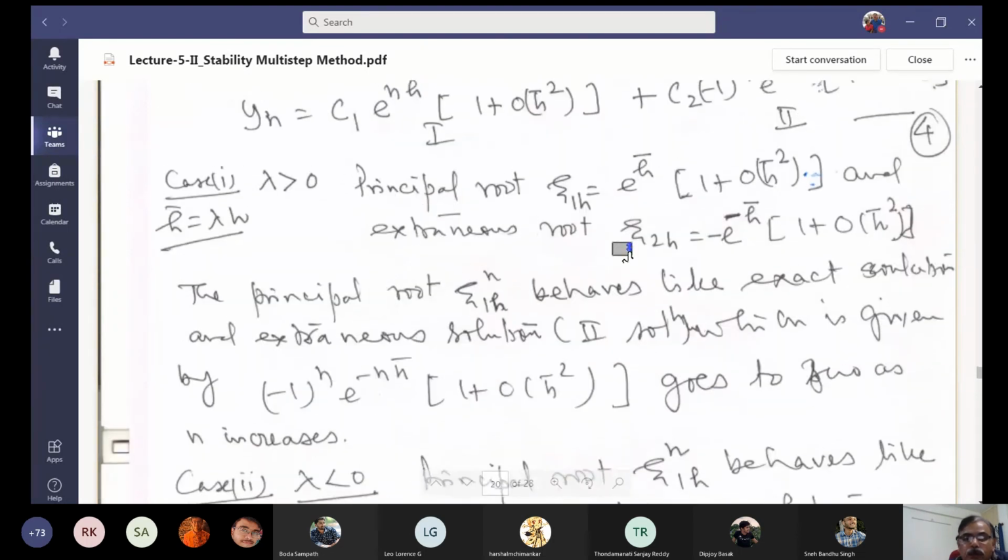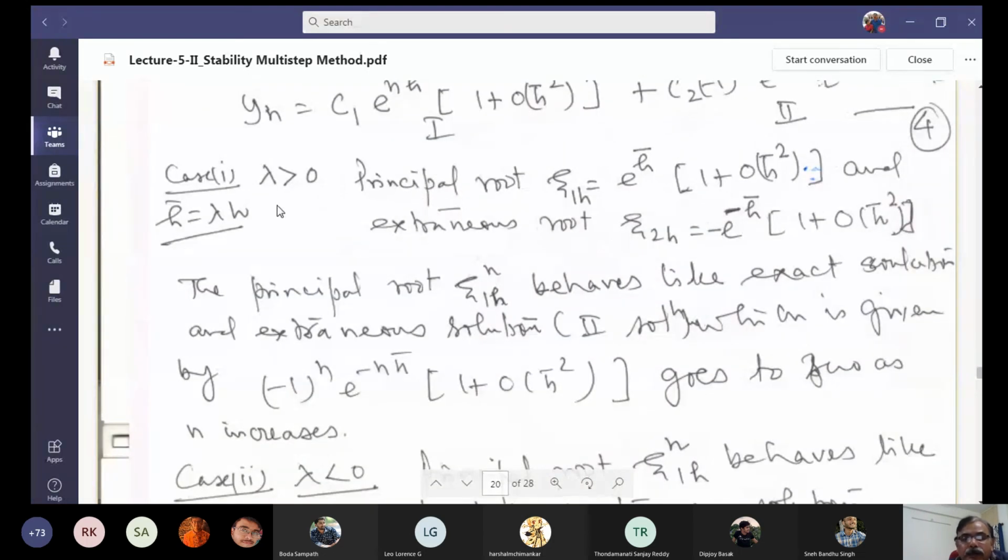And for the extraneous root, what will happen for lambda greater than 0, that is lambda h bar greater than 0? So with minus n h bar, h bar is greater than 0, and this minus n h bar goes to 0 as n increases, very obvious because of the minus sign. Is that right? Yes, sir. It means it is in your control, because it goes to 0 as n tends to infinity.